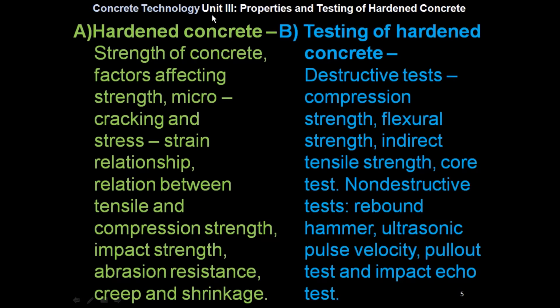This is the syllabus of Unit 3, Properties and Testing of Hardened Concrete, which includes Part A, Hardened Concrete, which includes strength of concrete, factors affecting the strength, micro cracking and stress-strain relationship, relation between tensile and compression strength, impact strength, abrasion resistance, creep and shrinkage. It also includes Part B, testing of hardened concrete, which includes destructive test: compression strength, flexural strength, indirect tensile strength, core test; non-destructive test: rebound hammer, ultrasonic pulse velocity, pull-out test and impact echo test.